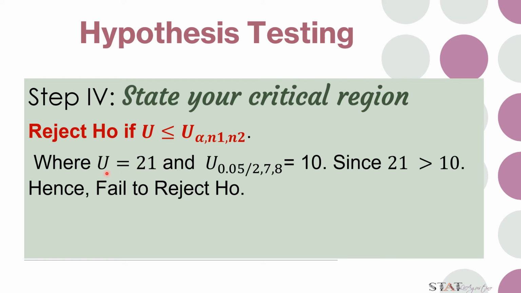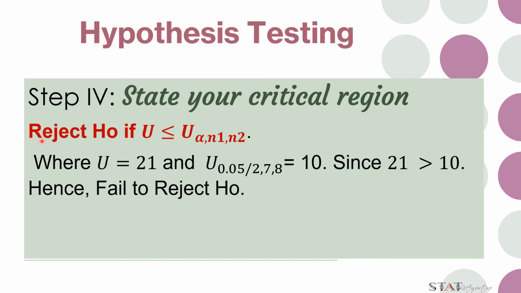So where U, this is our computed value based on our data, is equal to 21. And because our level of significance is 0.05, we will state it this way: 0.05 divided by 2 because it is two-tailed. And then the number of observations in group 1, the group X, is 7. So there are 7 values. And then for N2, in group Y, there are 8. So we will take this number from the table for the Mann-Whitney U test.